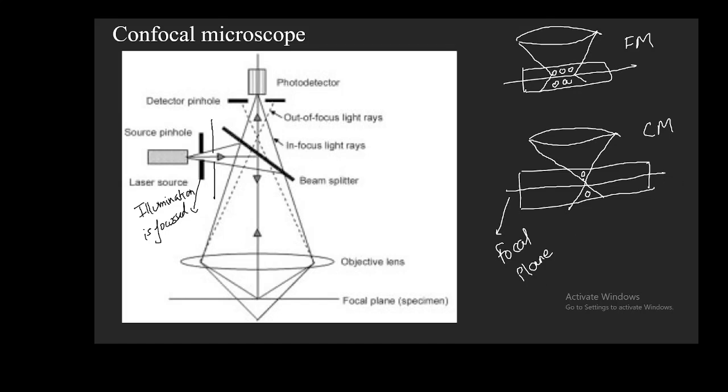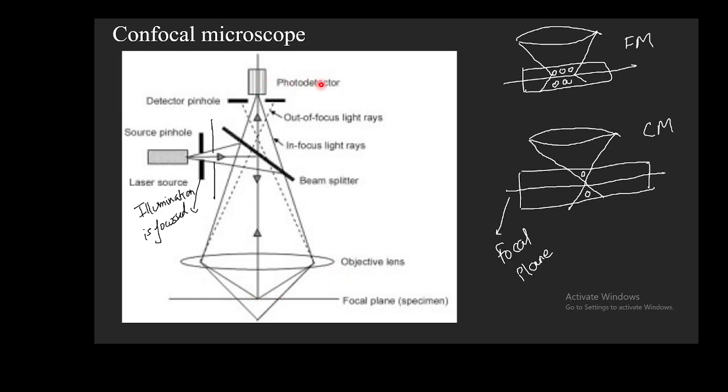Now to prevent the blurriness of the image because of this out of focal fluorophore molecule, they have used another kind of filter, which is, you can see here, another kind of pinhole they have used. So whatever light is coming from the out of focal plane is going to be stopped by this pinhole, and only the light which is present on the focal plane of this particular image is going to produce the image via the photo detector.